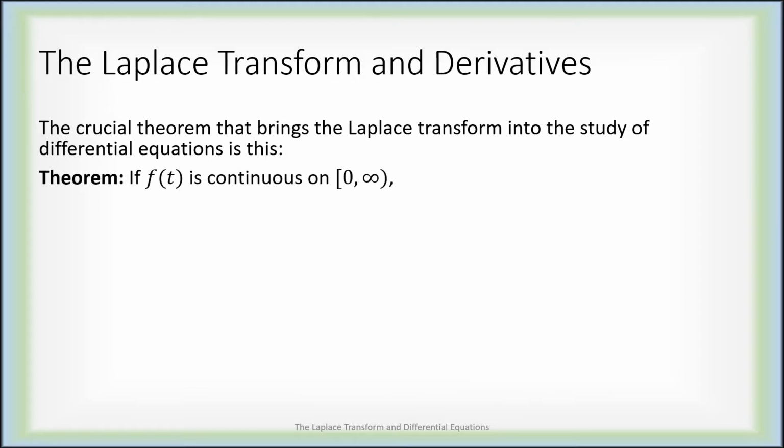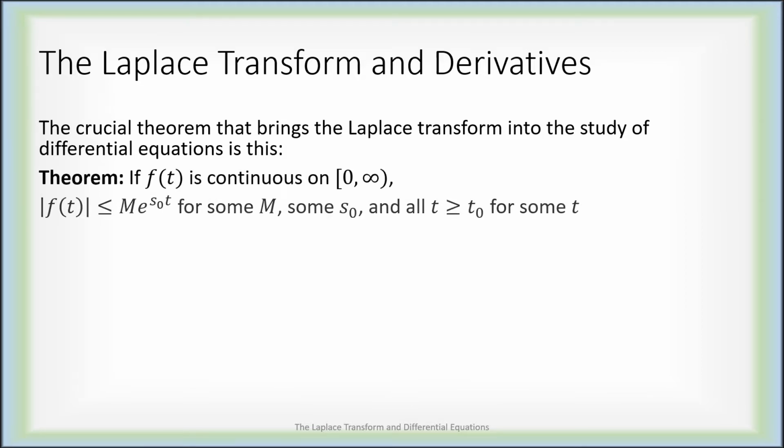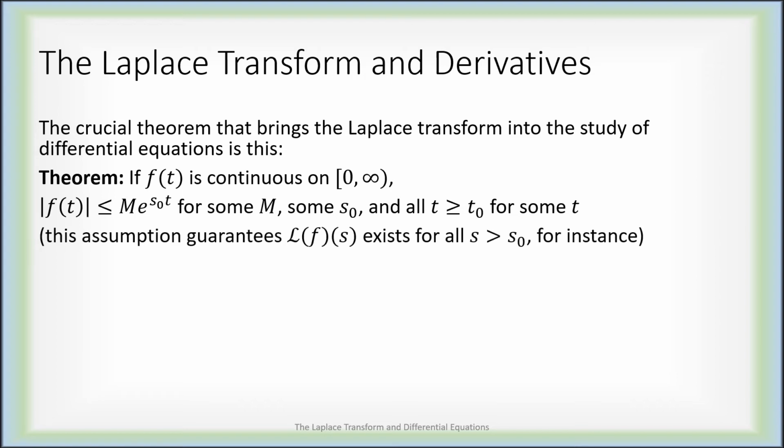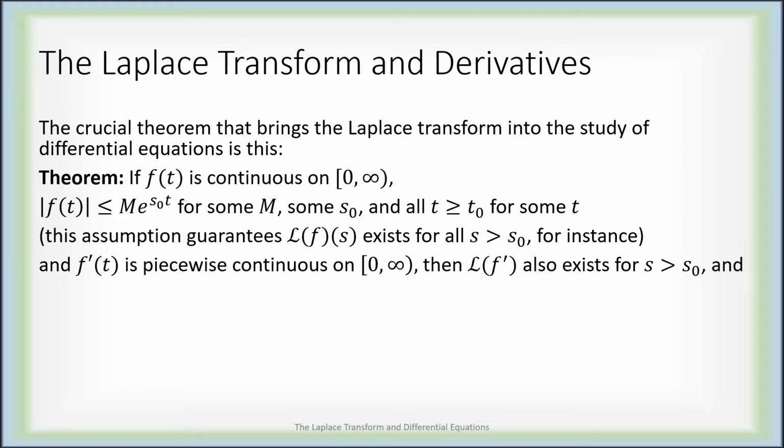Suppose you have a continuous function on the non-negative real numbers. If the absolute value of this function is less than some exponential function, okay, so our function is just smaller than some exponential. This is a very general requirement. This guarantees, for example, that the Laplace transform exists. Suppose also the derivative f prime exists and is piecewise continuous. Then the Laplace transform of the derivative exists.